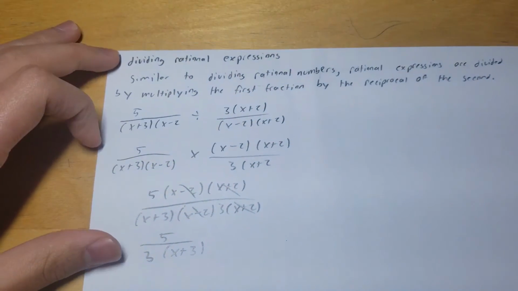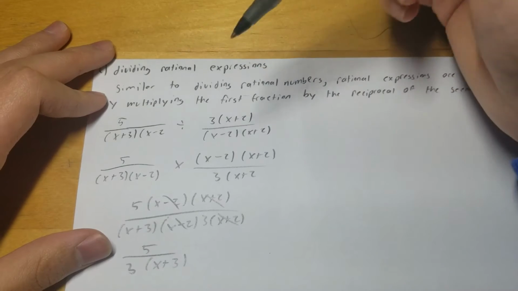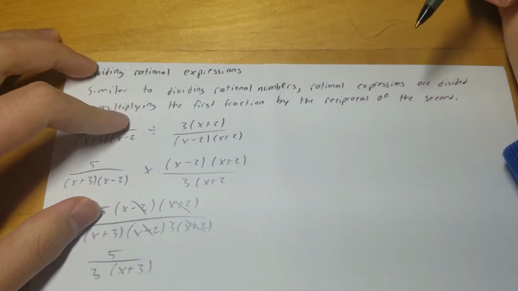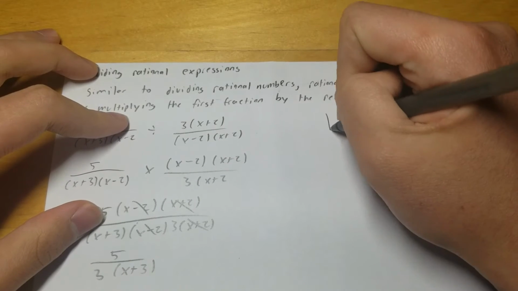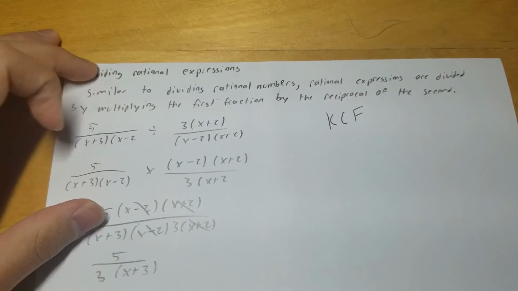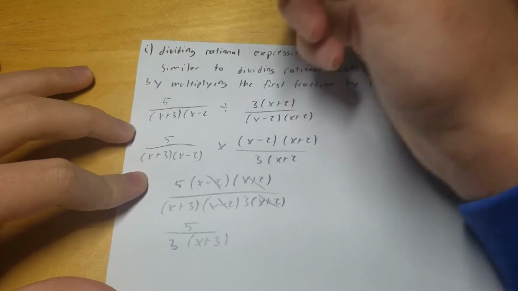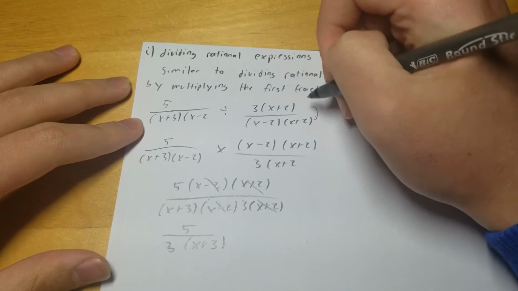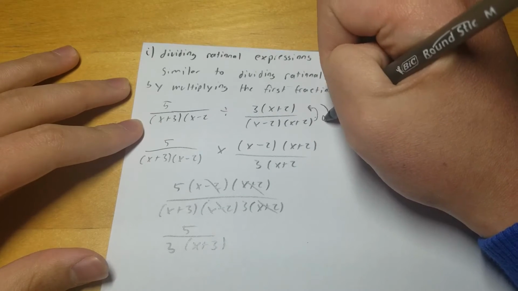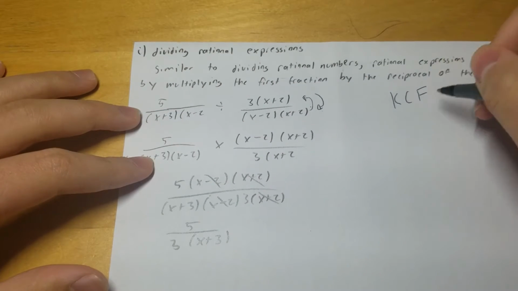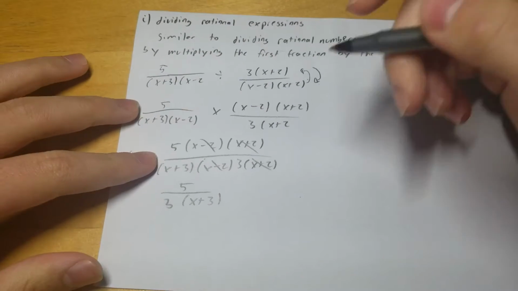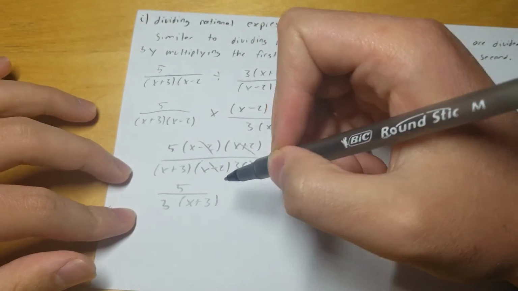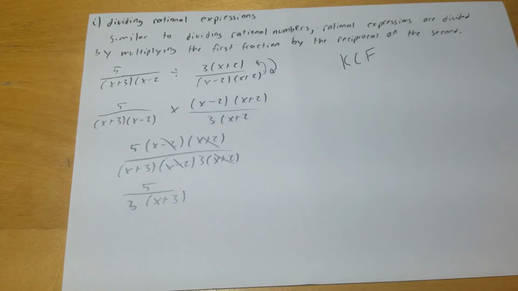Next up is dividing rational expressions. It's similar to dividing rational numbers. Rational expressions are divided by multiplying the first fraction by the reciprocal of the second. You may know this as, or I know this as, keep, change, flip. So right here, what you have to do is you set up the problem, right? You flip this over, so the bottom goes on top, the top goes on the bottom, and you change the sign. So hence KCF. And what you're left with is this, and you just factor them out, and your final answer would be 5 over 3 times (x plus 3). Okay.